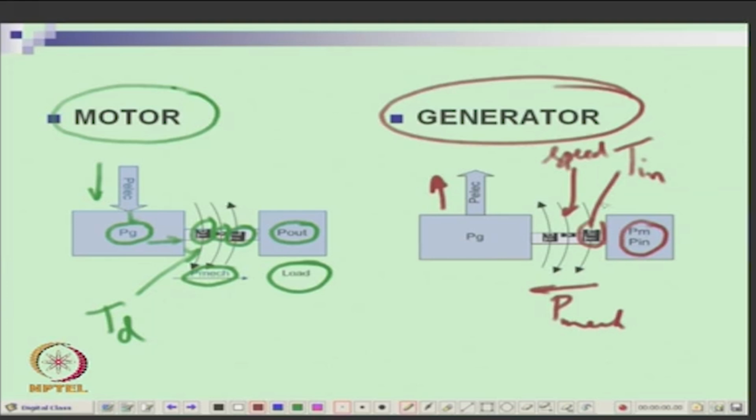So, T input and speed are in the same direction, but the developed torque is opposite to T input. So, developed torque is opposed to speed. Developed torque, like a back EMF in electric machines, is opposed to the speed. Speed is in the same direction as input torque, and then you have the PG, which converts to P electrical. Is it clear? That is the flow of power from the motor and the generator.